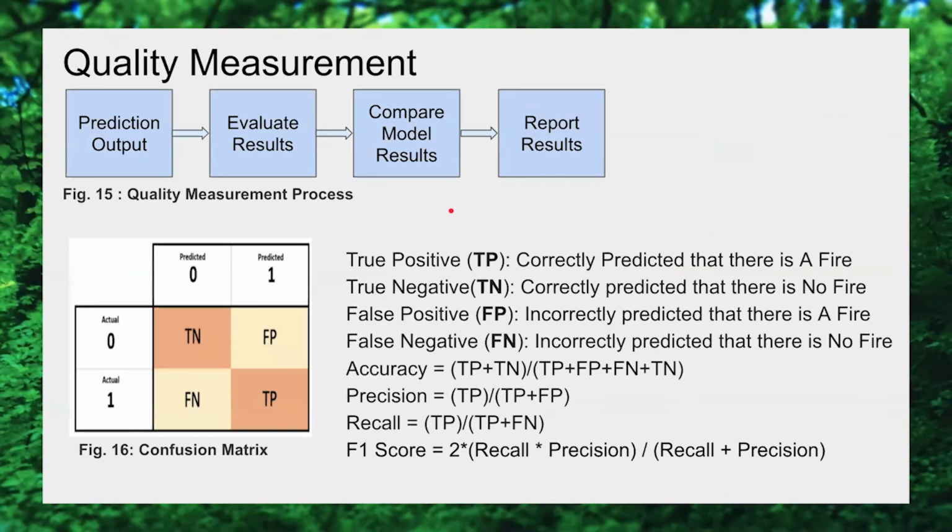In quality measurement, we will take the prediction output from model building and evaluate it using a confusion matrix and classification report. So some terminology included in the report: true positive means correctly predicted there is a fire. True negative is correctly predicted there is no fire. False positive is incorrectly predicted there is a fire, and false negative means incorrectly predicted there is no fire.